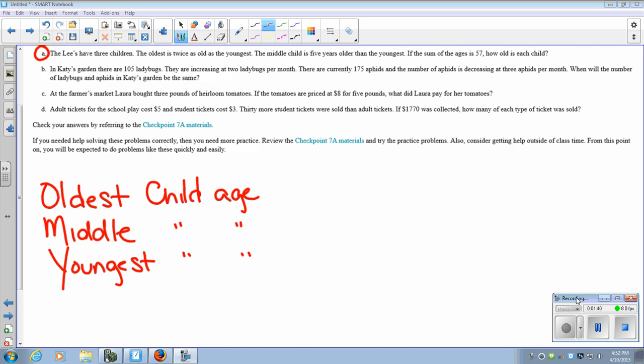It says here the oldest child is twice as old as the youngest. So if I was going to say, what does that mean? You might think, well, that means if the youngest child is 3, the oldest child is 6. So the oldest child's age depends on what the youngest child's age is. It's easier to figure out if you know the youngest child's age. So since we don't know the youngest child's age, that's going to be my variable. So I'm going to say y equals the youngest child's age.